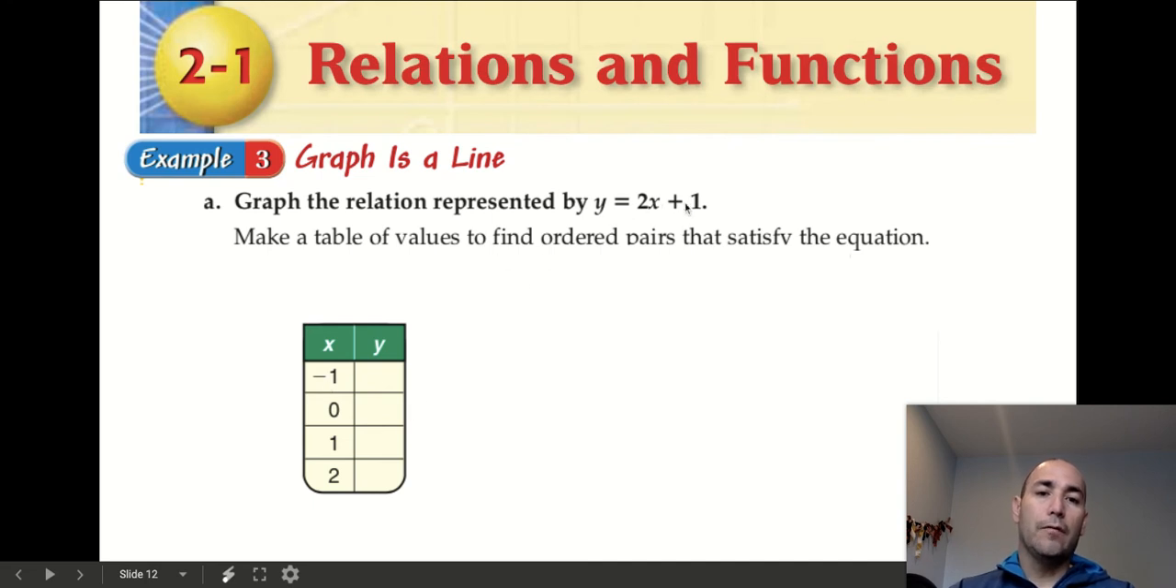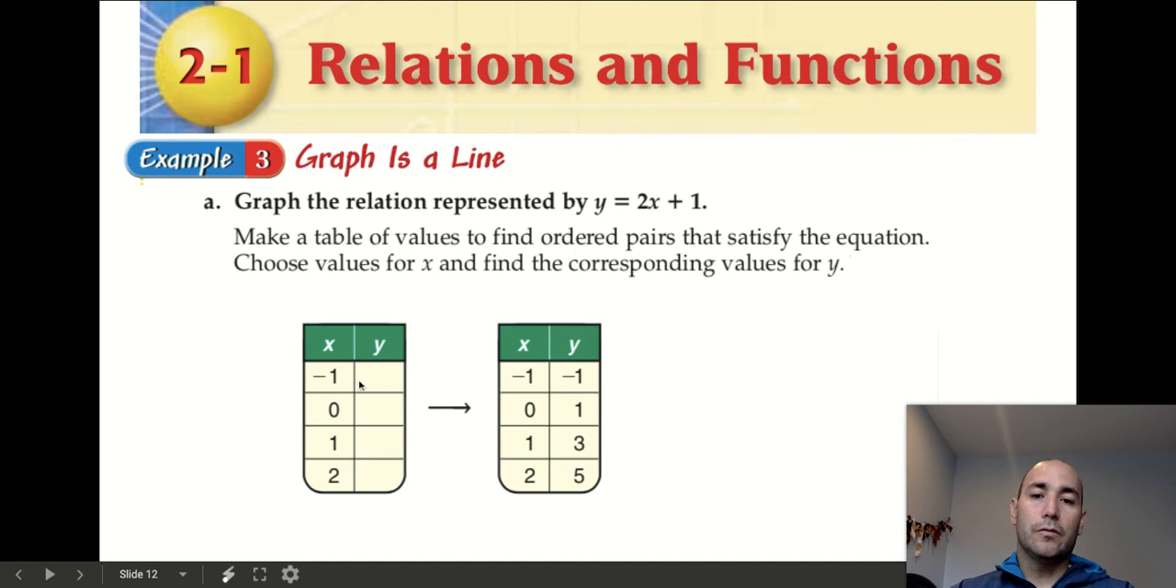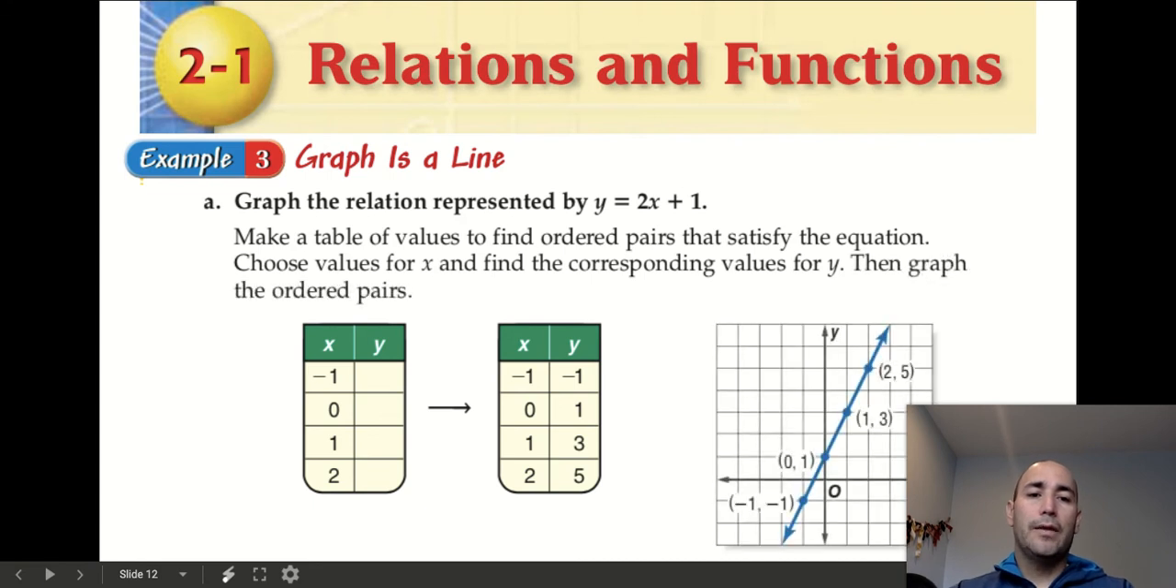So I put -1 in. 2 times -1 is -2. -2 plus 1 is -1. Again, I could do this for all these values, put them into the equation, and get my y values. So I've made my table, and then I'm going to go ahead and make my graph.